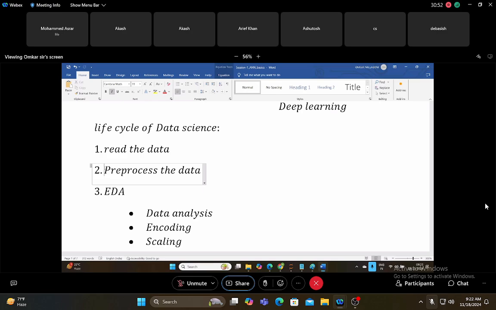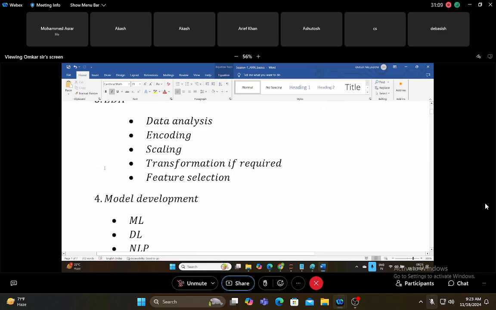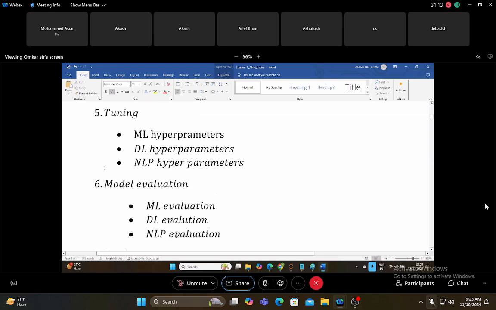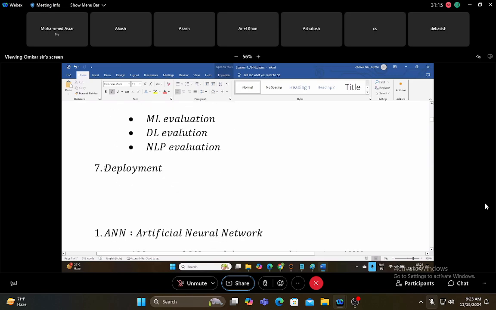So from now onwards you need to think in three ways: ML perspective, deep learning perspective, and NLP perspective. But the steps are the same. What are the overall steps? Read the data, pre-process the data, EDA, model development, model tuning, model evaluation, model deployment. Model deployment we did with Flask. We'll deploy on the cloud also.